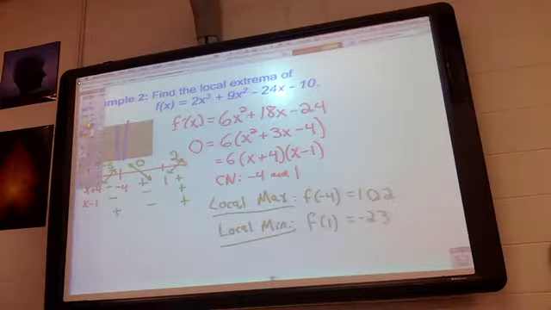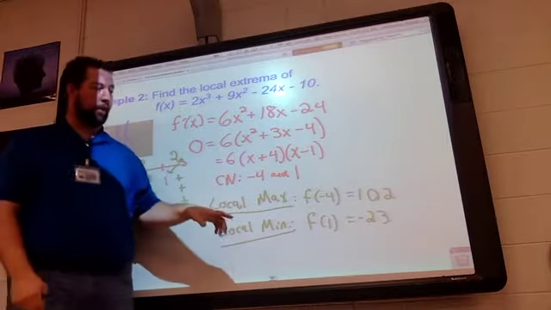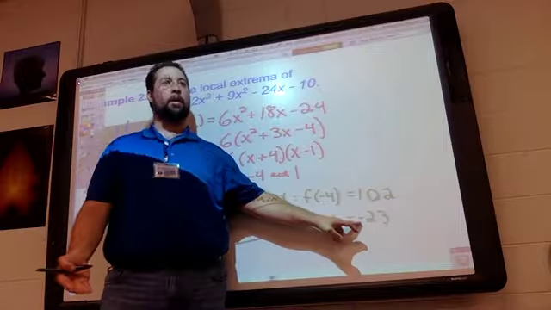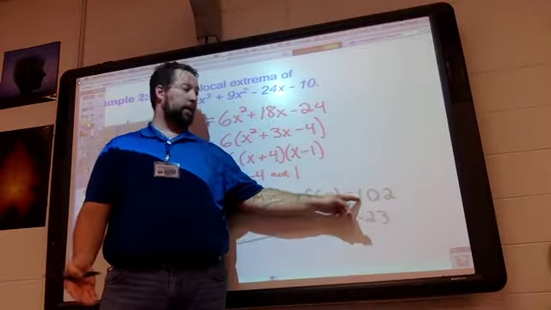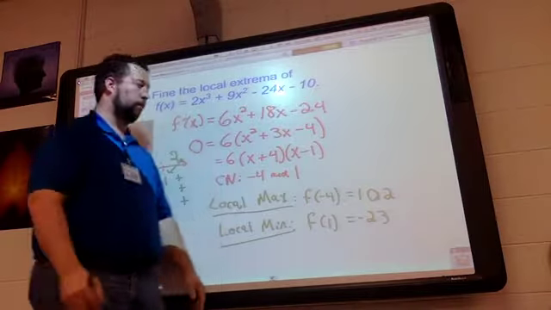Now, if you actually wanted to see the whole graph in its entirety on your calculator, you could change your window accordingly. You could realize that I need to go down how far from my y min? -23. I'd probably go a little bit lower than that, maybe -30. And then above 102, maybe 110, 120. Let's see the whole thing.